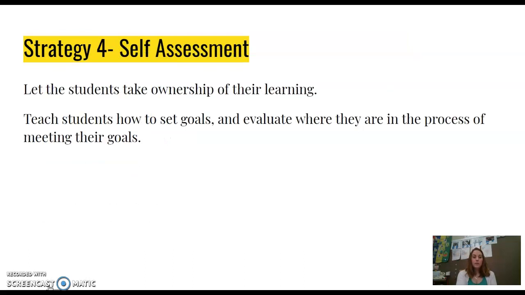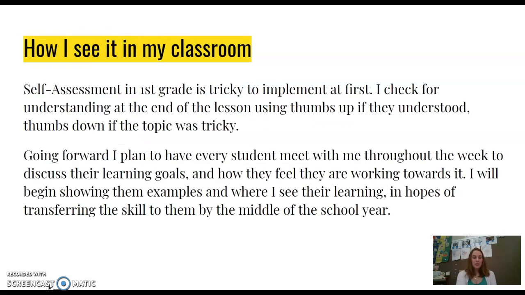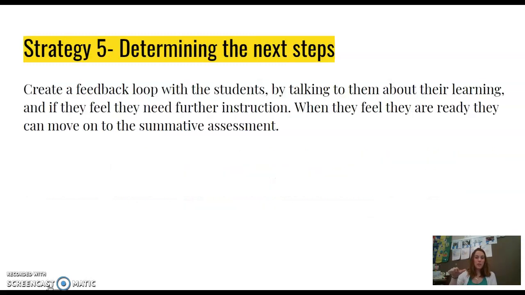Strategy 4 is self-assessment. Let the students take ownership of their learning. Teach students how to set goals and evaluate where they are in the process of meeting their goals. Self-assessment in the elementary classroom is a little different, especially in first grade. At the beginning I use thumbs up, thumbs down, if they understand the topic or if they don't understand the topic, and even sometimes I put a sideways thumb in if they think they get it but they know they need more help.